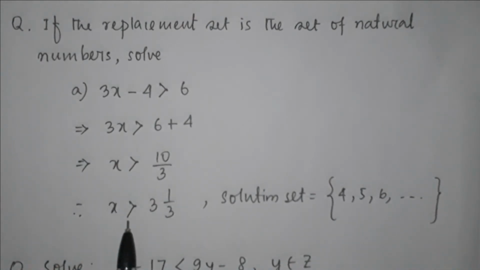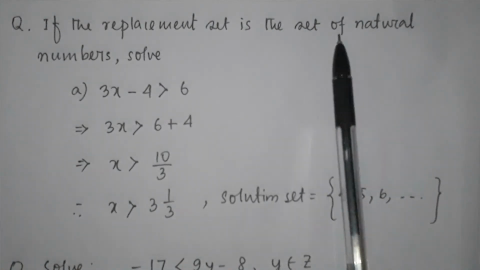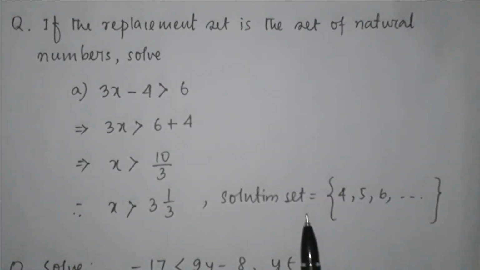Now 3 1 by 3 is greater than 3 and it is not a natural number. Our replacement set is the set of natural numbers. So your solution set will be 4, 5, 6 and so on. So here you will get more than one solution.